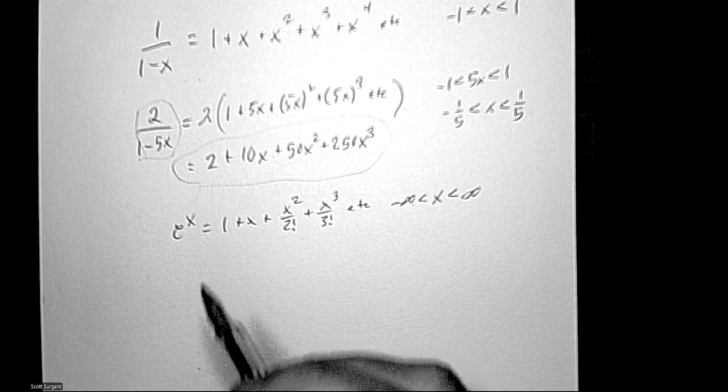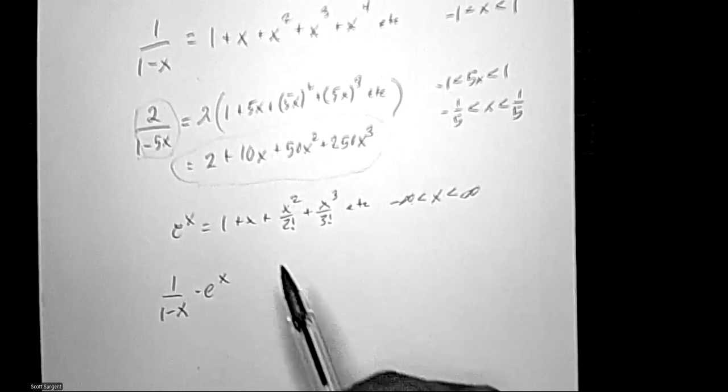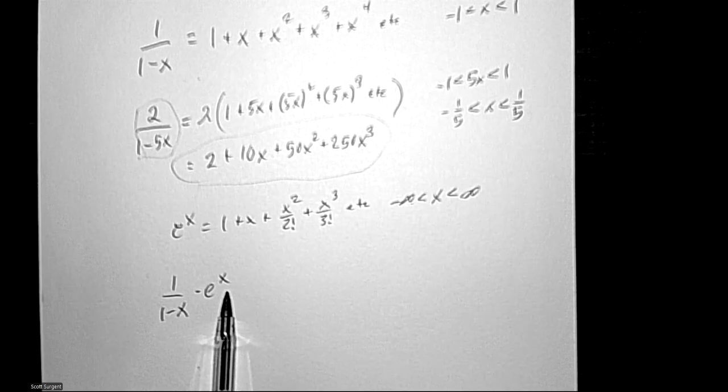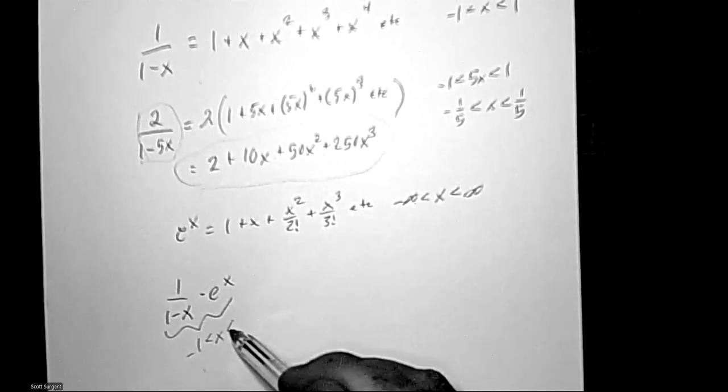I suppose if you really wanted to get clever, you do 1 over 1 minus x times e to the x. Yeah, this will work, but this one has a limited interval of convergence. So this is between -1 and 1. This is between the whole real line, but their product would just be between -1 and 1.